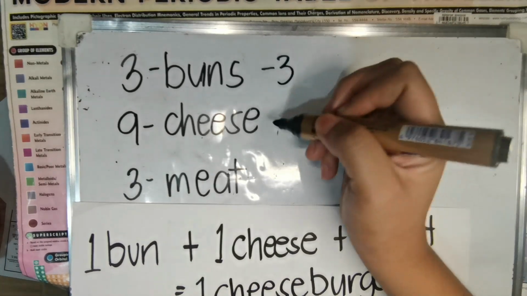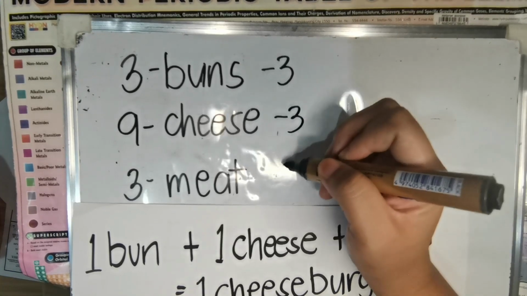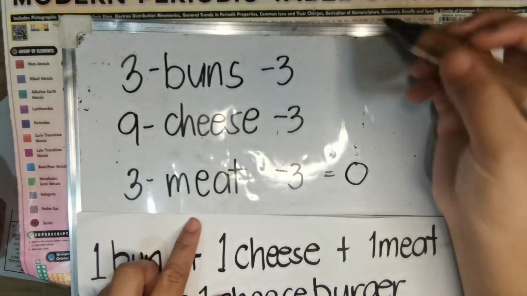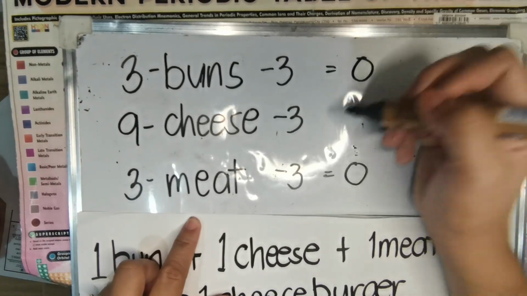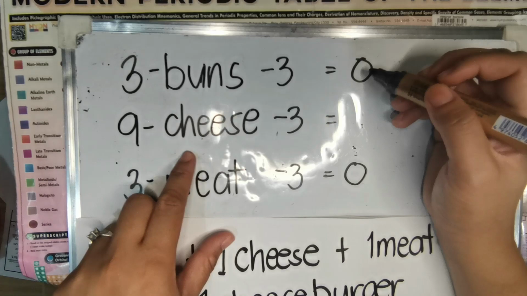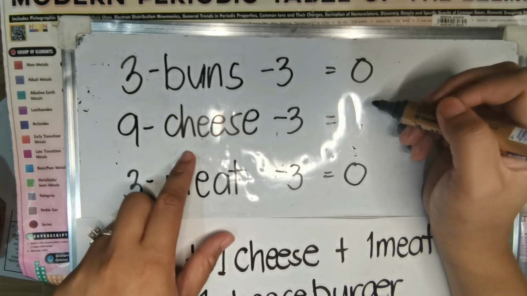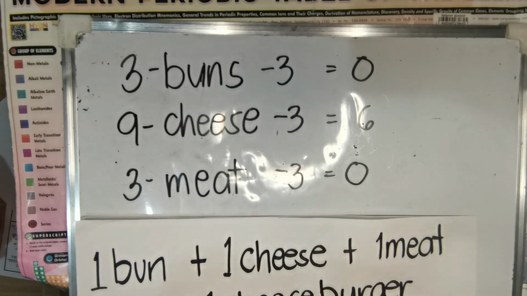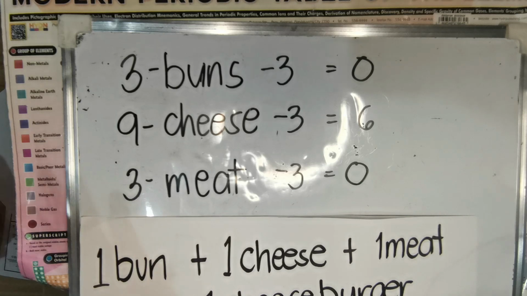Kunin na natin yung tatlong buns, kunin na natin yung tatlong cheese, at kunin na natin yung tatlong meat. Now, zero na si meat, zero na rin si buns. But we still have how many cheese? We have still 6. Tama ba? We have still 6 cheese. So, from these ingredients, we can see what is the limiting reactant.